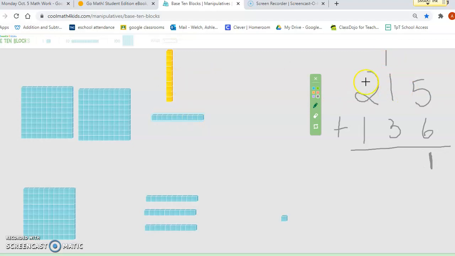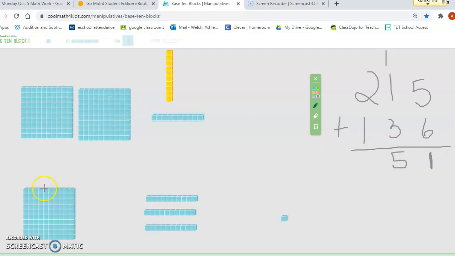Another 10 from our first number, and 3 tens from our second number. So I can add those all up. 1 ten plus 1 ten is 2 tens, plus 3 more tens is 5. Let's count to make sure I have 5 tens. 1, 2, 3, 4, 5. Awesome. So I have 50. Okay, now I'm going to go to the hundreds place.